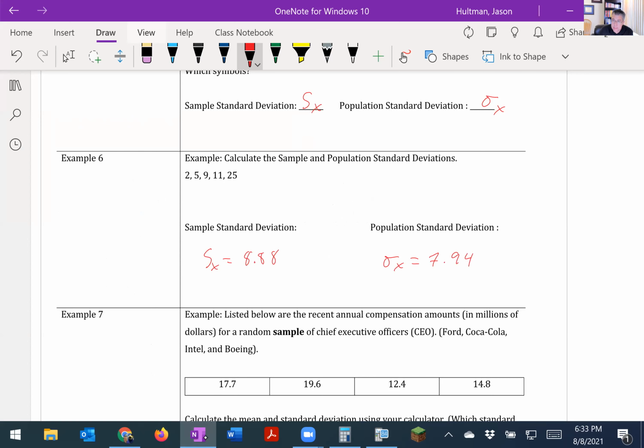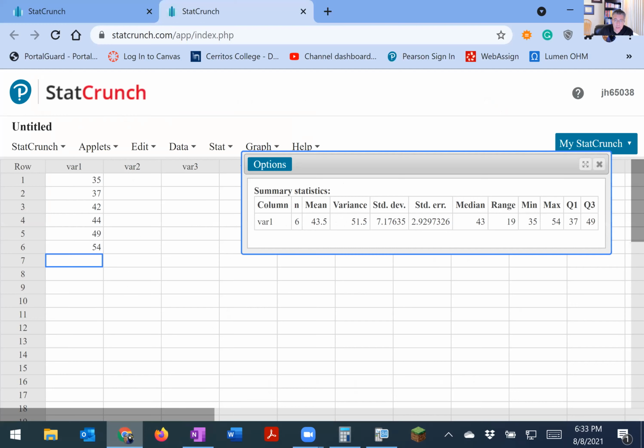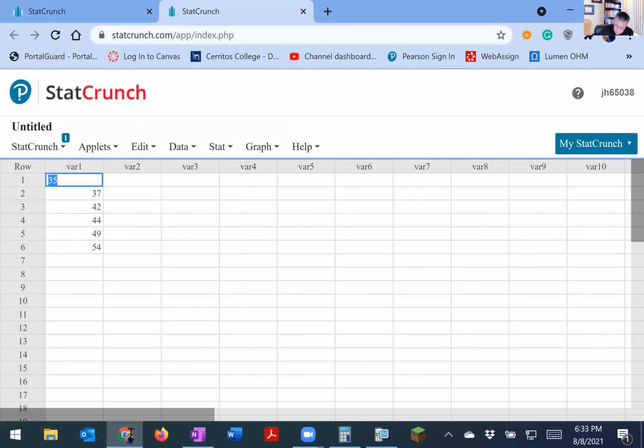Now, what if I didn't have a calculator and I want to do this on StatCrunch? Well, here's how we would do it. Let's go back to our StatCrunch and enter our new values here. I think I only have 5 values. So this is going to be 2, and then 5, and then 9, and then 11, and 25.